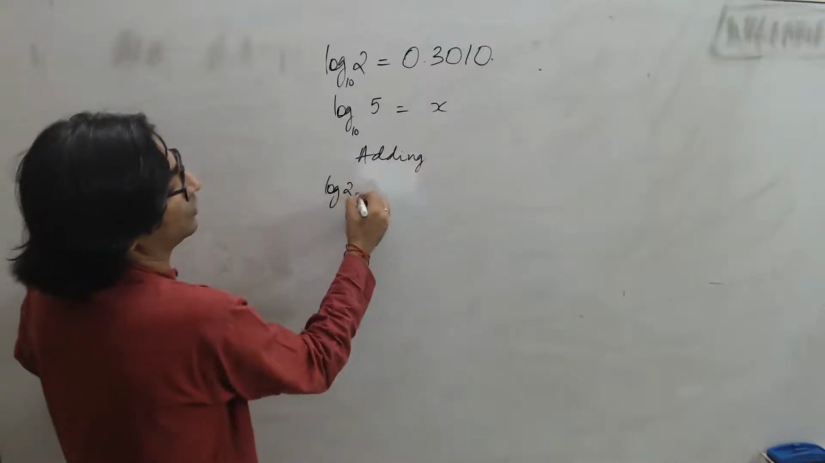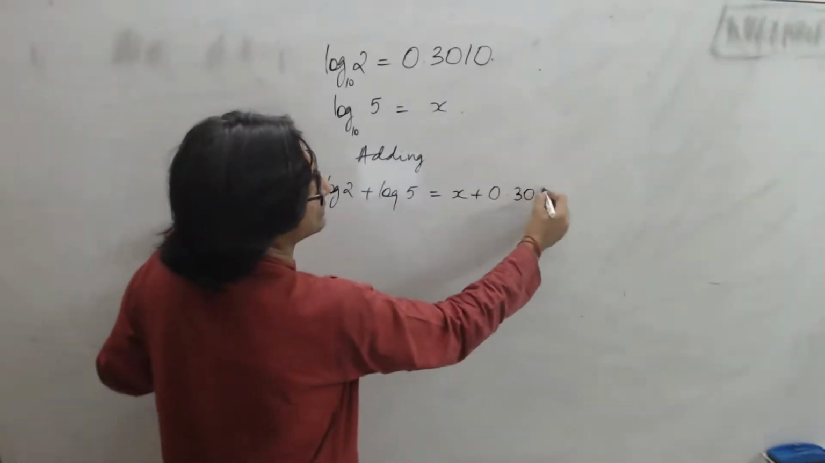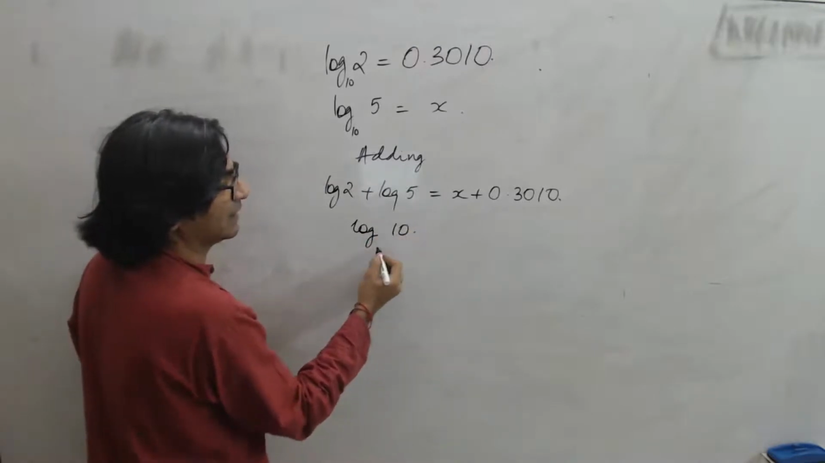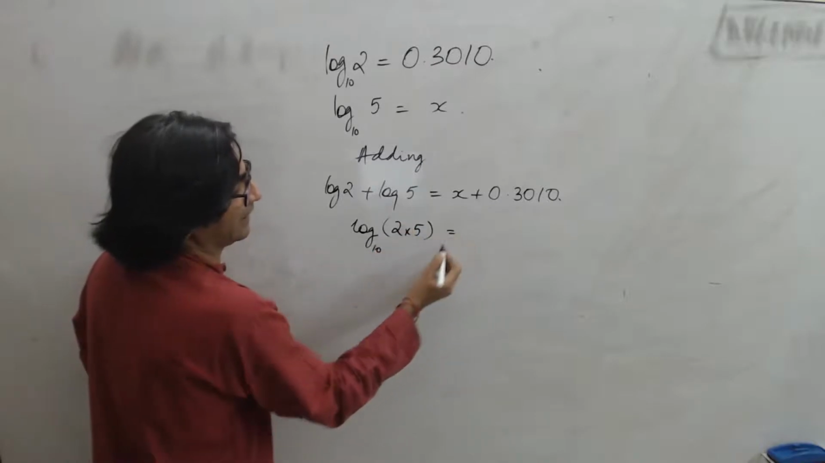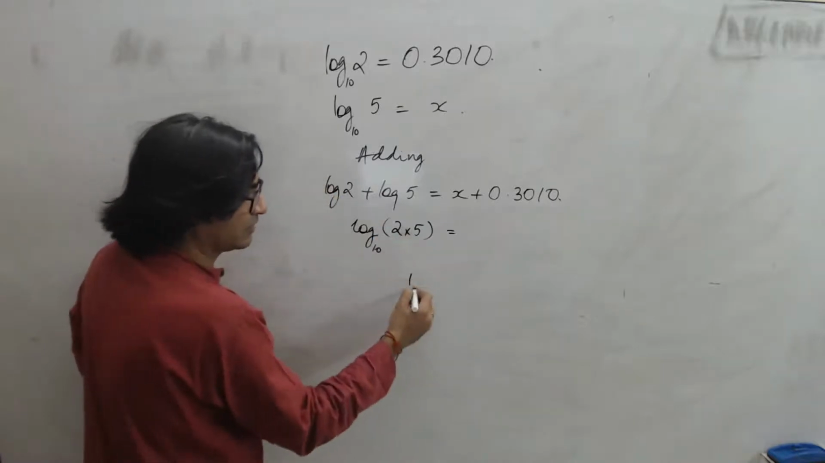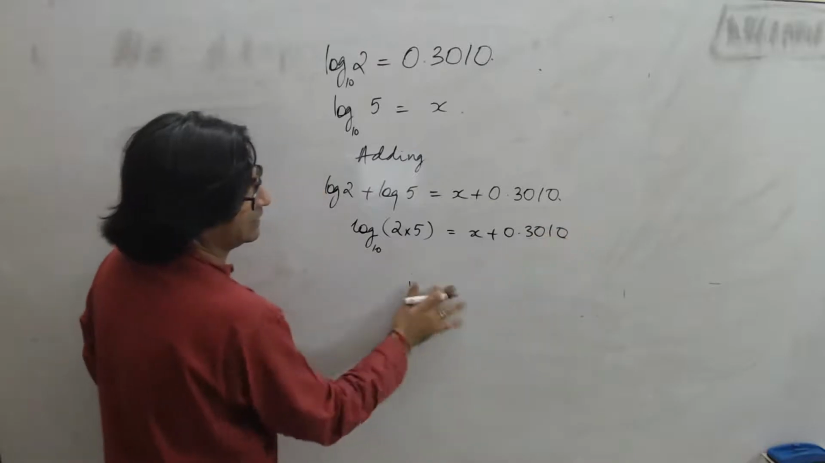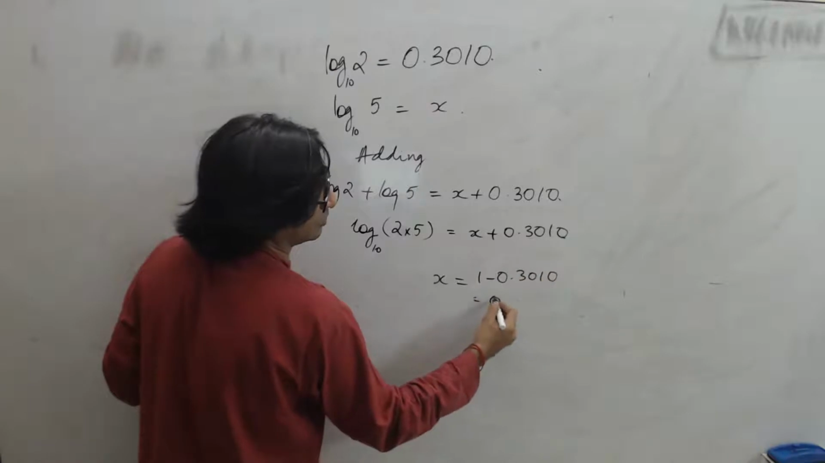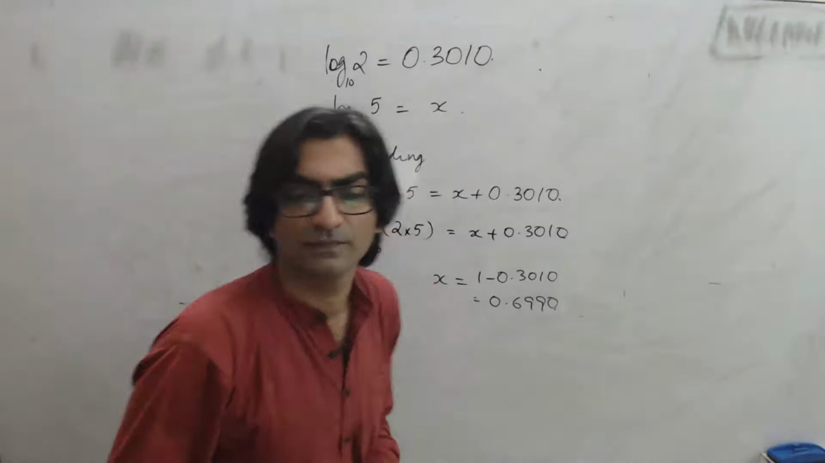So log 2 plus log 5 will be x plus 0.3010. But when two logs are added, their radicands get multiplied. So 2 into 5 is 10, and the base is also 10. So what power of 10 makes 10? First power. So this should be x plus 0.3010, which means the value of x will be 1 minus 0.3010, that's 0.69. That's option C. Very nice.